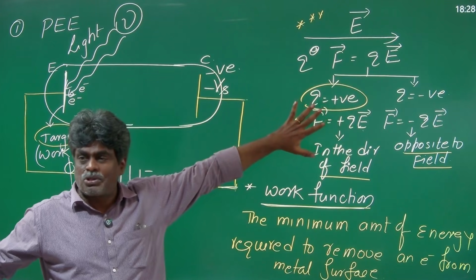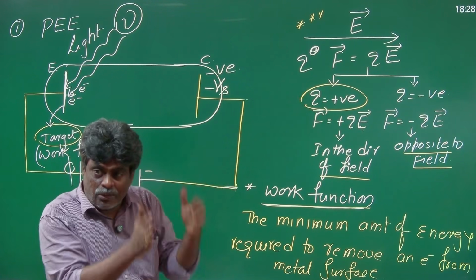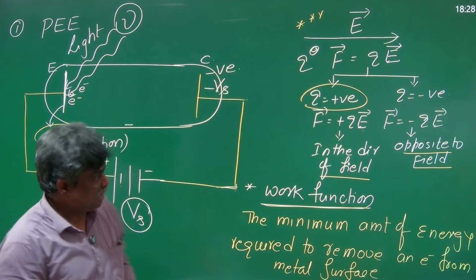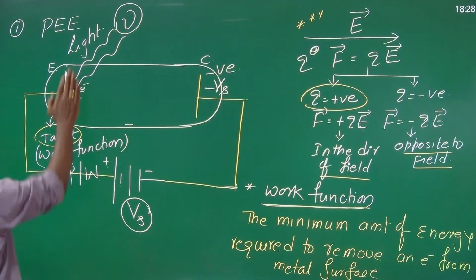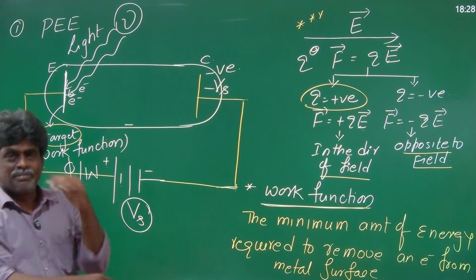All positive charged particles will move in the direction of the electric field. Negative charged particles will move opposite to the direction of the electric field. Next, come to this. What I explained: if the light falls on the metal surface, immediately the electron won't come out. Electron wait.